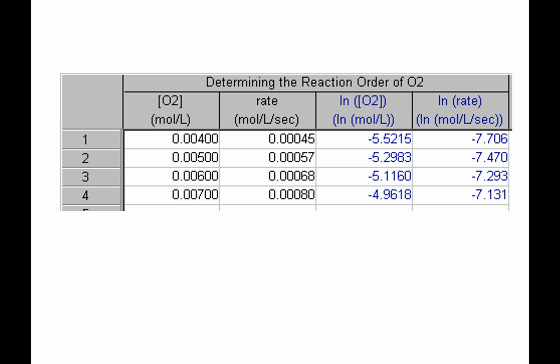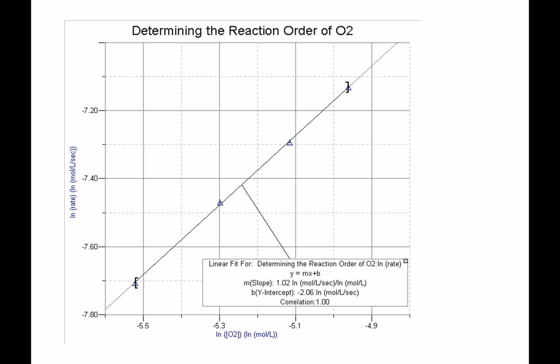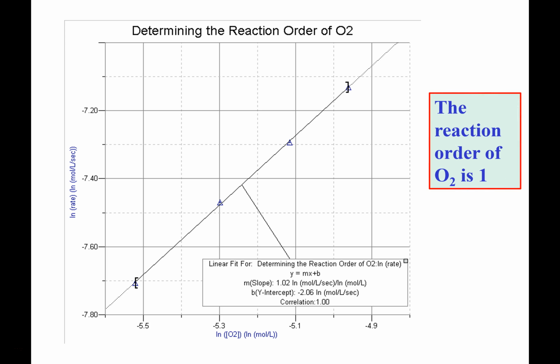And then this is looking at the second set of 4, where we massage the data. I have to take the natural log of O2. That's going along the x-axis, the natural log of rate going along the y-axis. Positive slope. And we look at the slope, and it's 1.02. I'm thinking that's close enough to reaction order of 1.